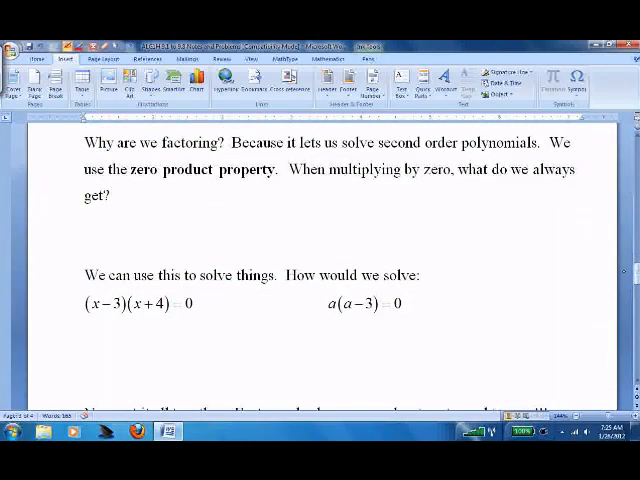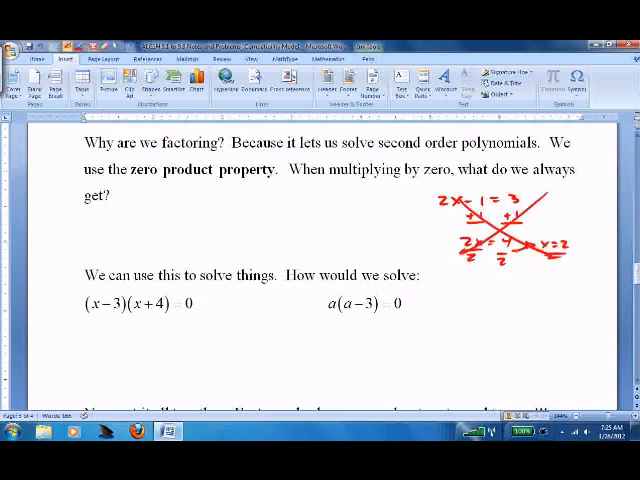So last page, why are we factoring? Well, it's going to let us solve second order polynomials. 2x minus 1 equals 3. Don't write this down. You've already solved that. Piece of cake. Well, we're not doing that anymore. We're doing bigger ones. We have an x squared plus a 2x. Get x alone. Can't. Confusing.